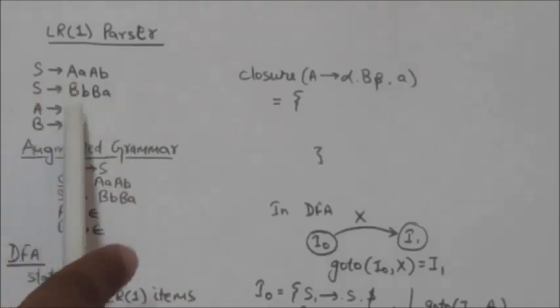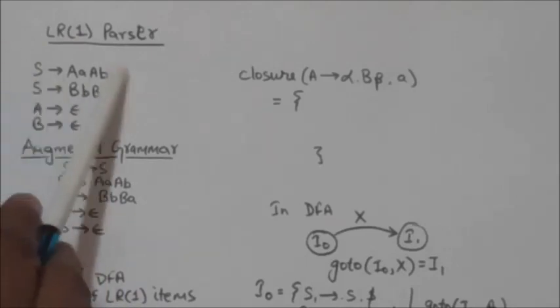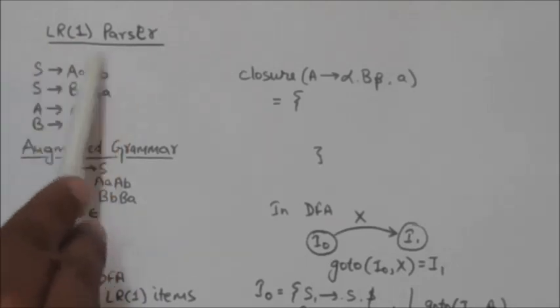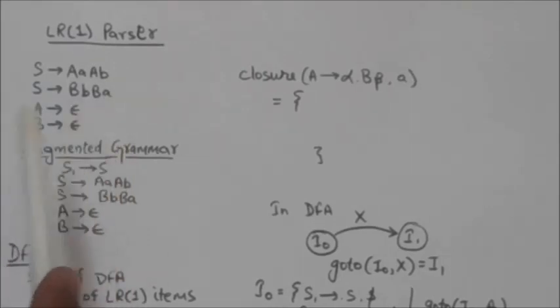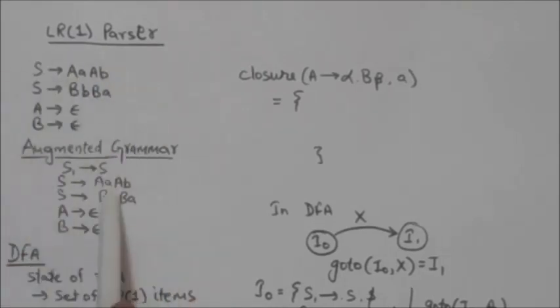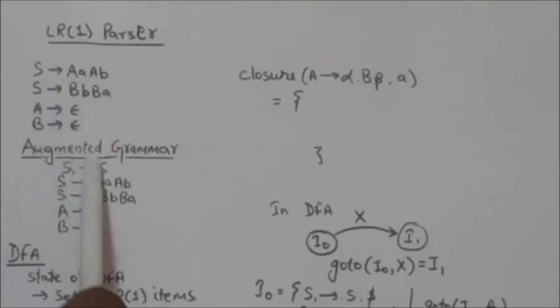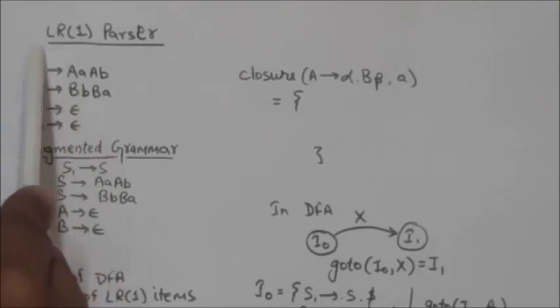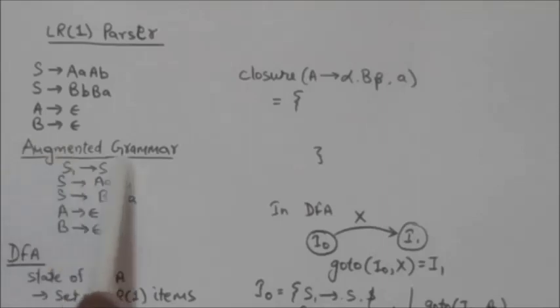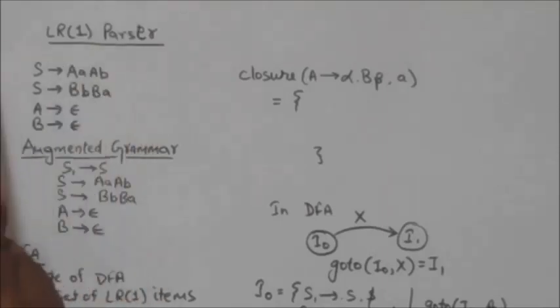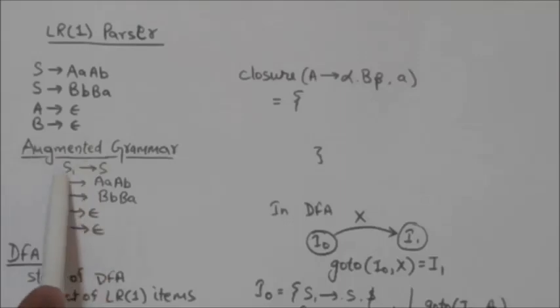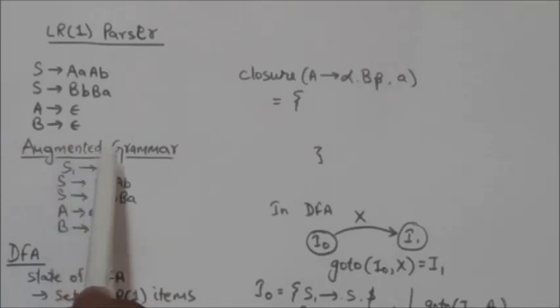Now consider this grammar. Suppose this grammar is given to us and we need to construct the action table and Goto table of the LR1 parser for it. First we will augment this grammar. For augmenting, we add a new non-terminal symbol S1 and a new production rule, S1 derives S, where S is the start symbol of the original grammar. The rest of the production rules remain the same. Now this is the augmented grammar.